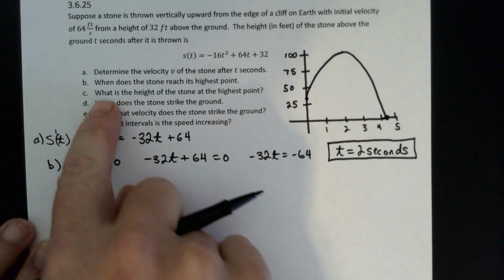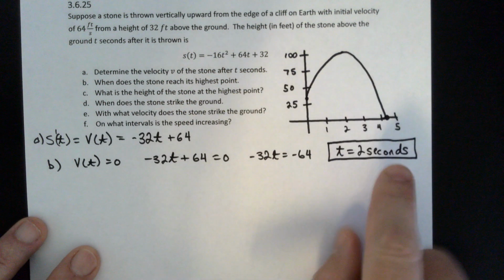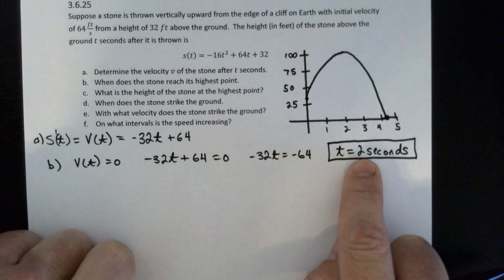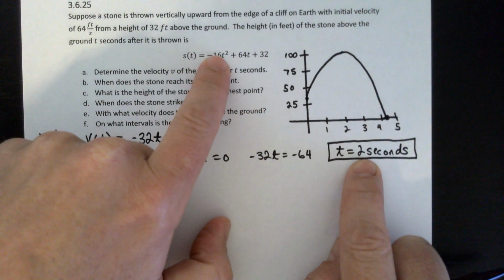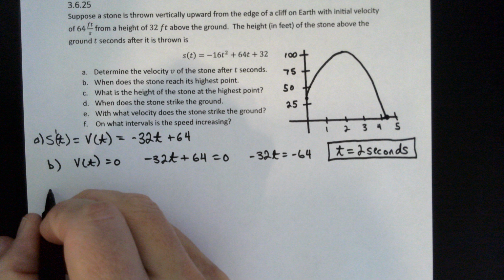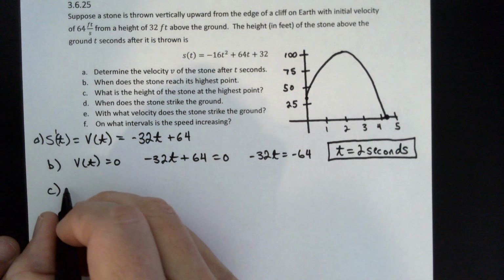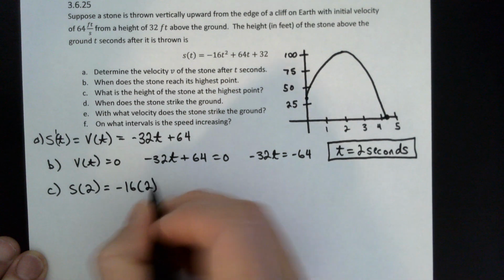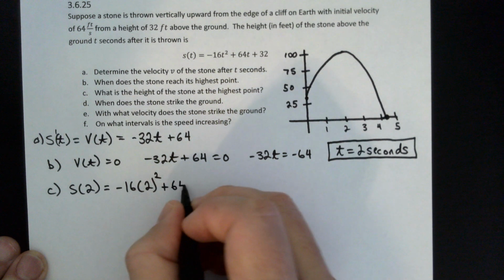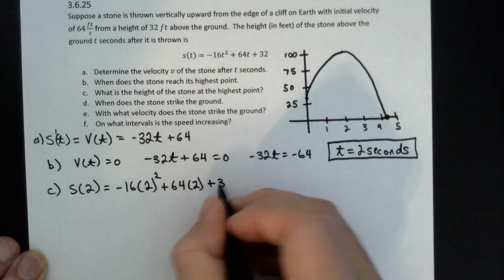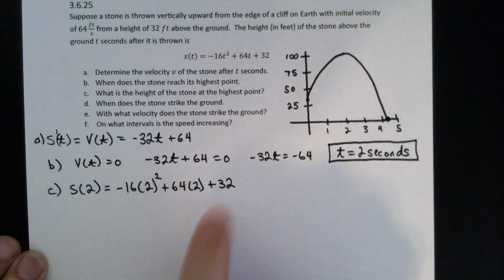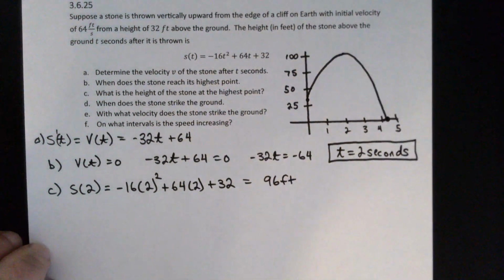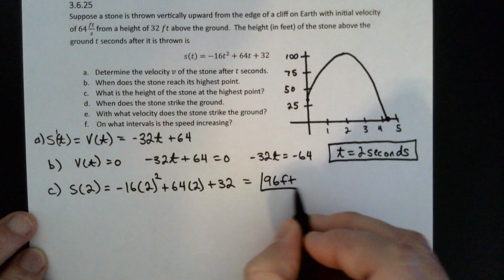Okay, next question: what is the height of the stone at the highest point? Okay, so we know where the highest point occurred by setting the velocity equal to 0. The highest point occurs in 2 seconds, but where is it? We have to go back to the position function, plug that in. So we're going to plug in 2 into s, so s of 2 is equal to negative 16 times 2 squared plus 64 times 2 plus 32. Okay, and if you work that all out, you will get 96 feet. So its maximum height is 96 feet.